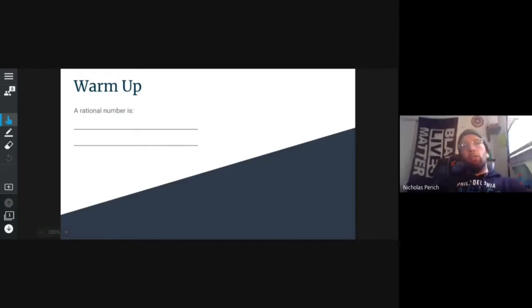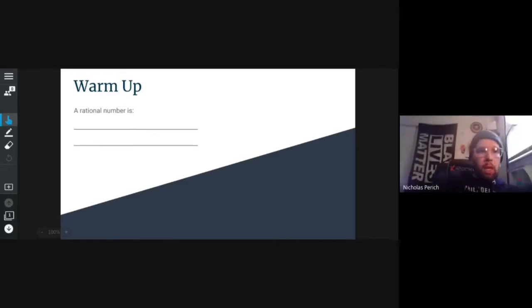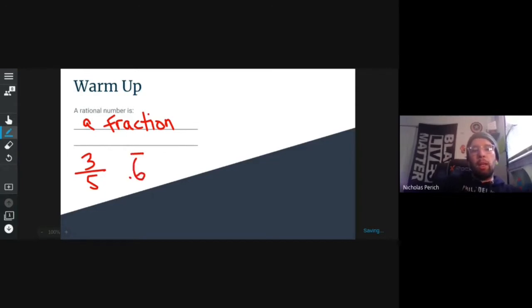A rational number is any number that can be written as a fraction. So 3/5 is rational. 0.6 repeating is rational.